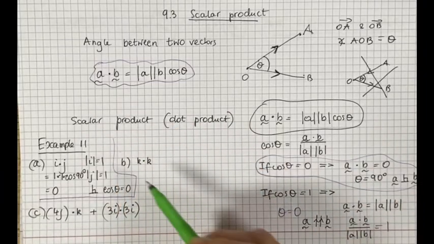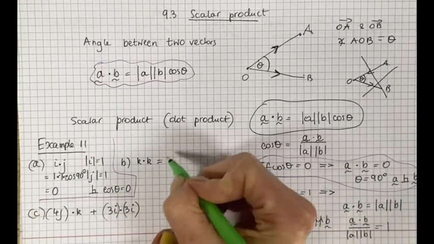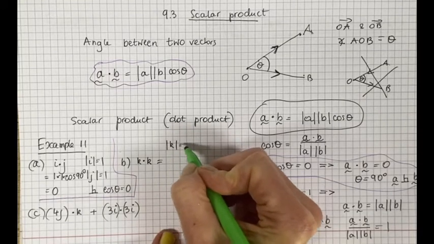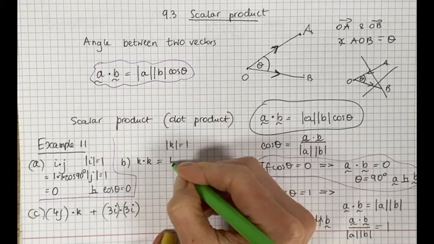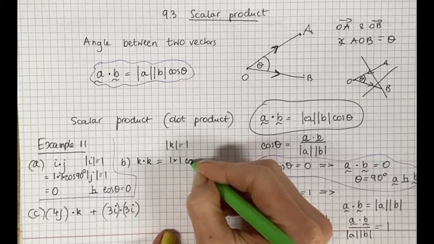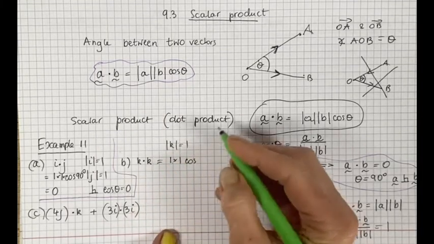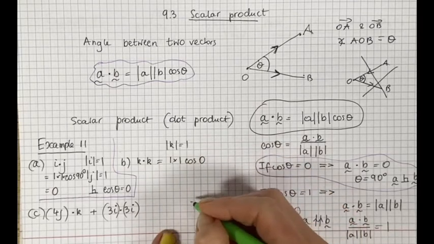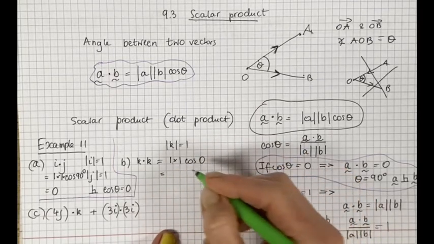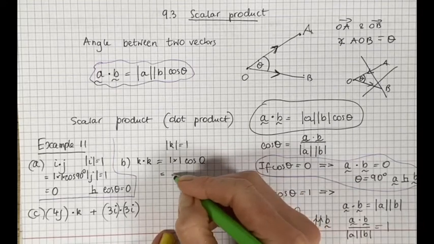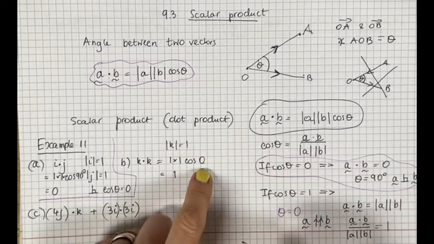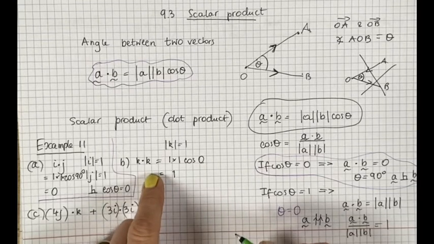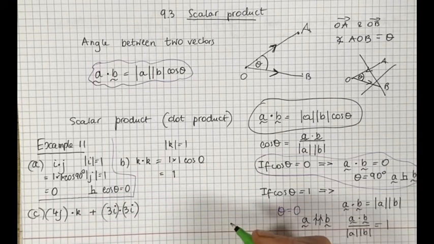Okay, let's have a look at k dot k. Again, the modulus of k is equal to 1. Here we are going to use the dot product definition. So it's 1 times 1 times cos of the angle, and k with k is angle 0, they are parallel, so cos theta is equal to 1. So k dot k, the dot product of k with itself, is going to be equal to 1.